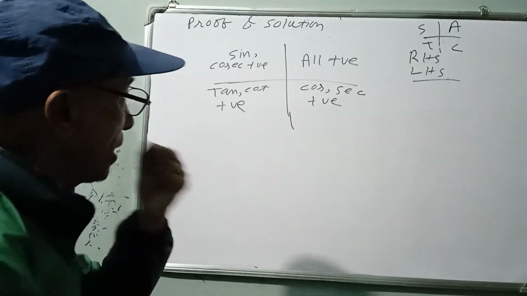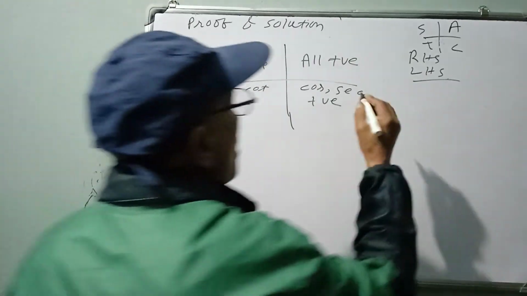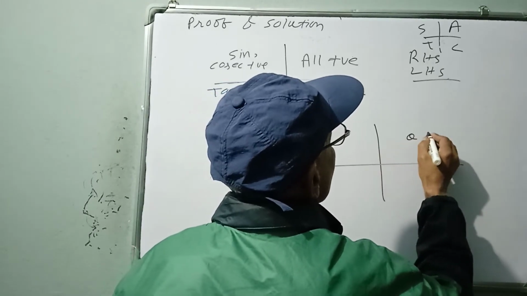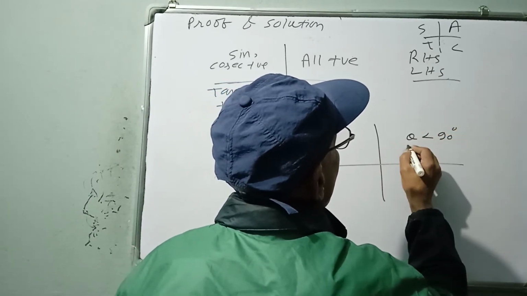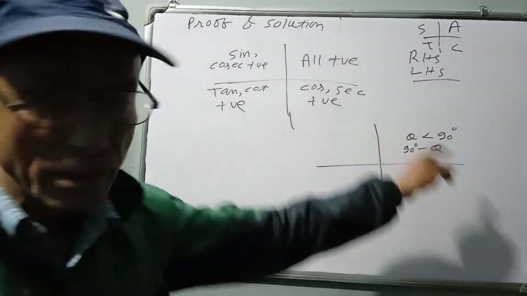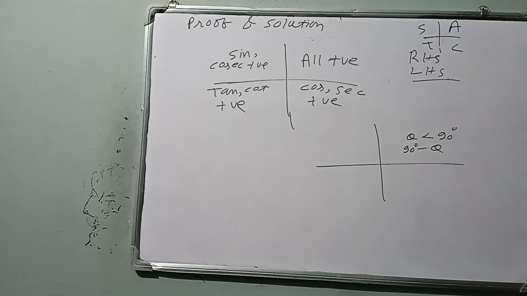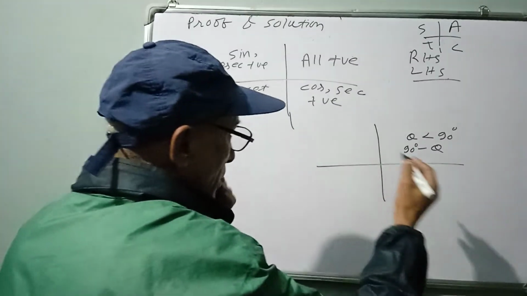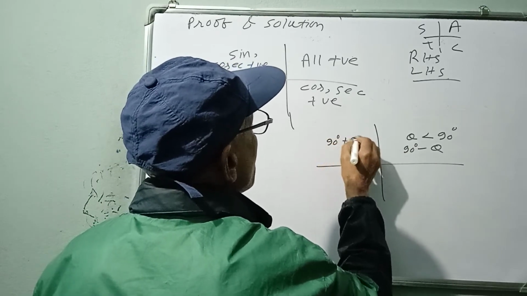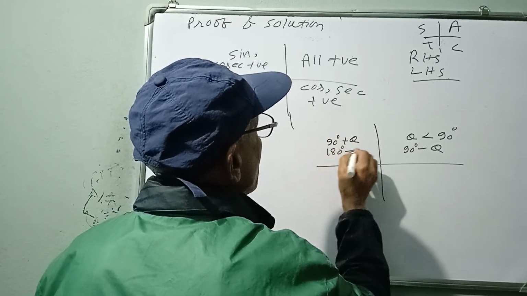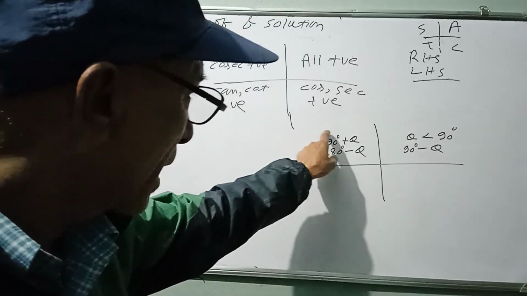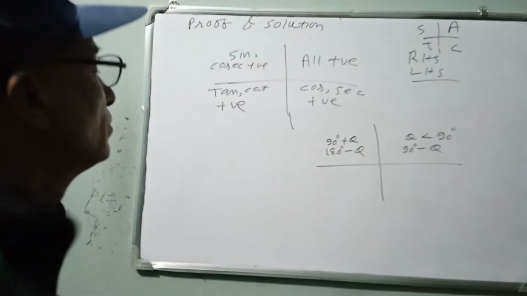What are the angles? Now I am going to write down. See, theta, which is less than 90 degree, and 90 degree minus theta lie in the first quadrant. Second quadrant: 90 degree plus theta and 180 degree minus theta lie in the second quadrant, where theta is less than 90.